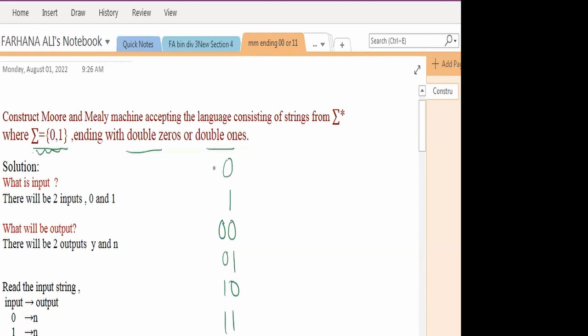Now let us consider the question. What is exactly needed in the question? Whenever we have a string terminating with double zeros or double ones, those kinds of strings are accepted, others are rejected. So if your string ends with double zero or double one, the output will be, for example, yes or Y. And if it is not terminating with double zero or double one, then your output will be no, or simply N. Okay, so this is what is needed in our question.